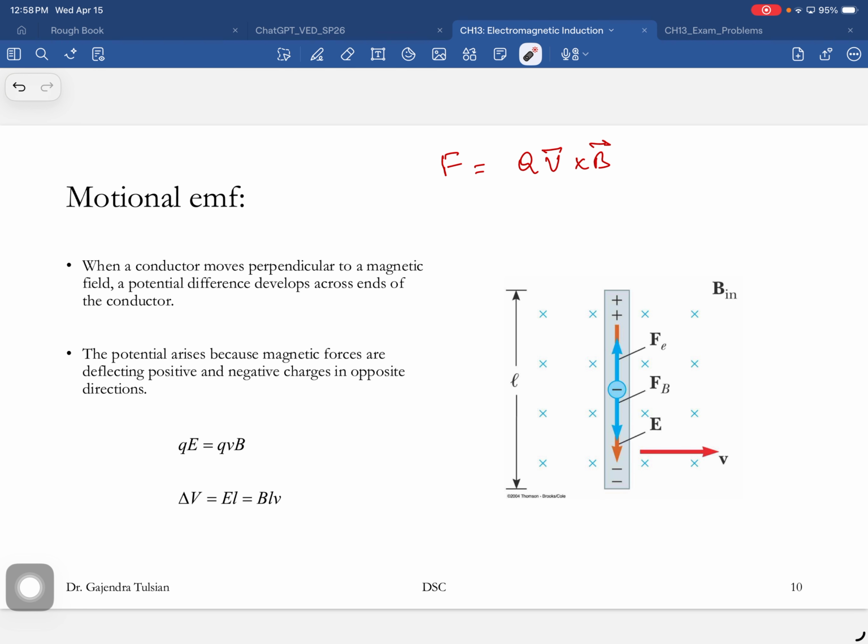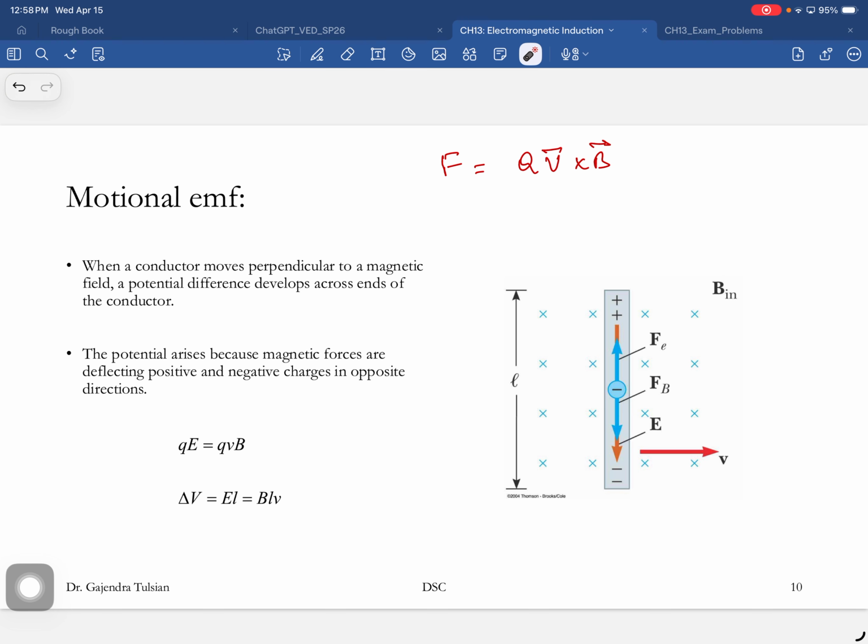So how long do charges collect? Till the electrostatic force balances the magnetic force. You can show that the voltage developed across this rod is equal to B times L times V. B is the magnetic field strength, L is the length of the rod, and V is the velocity of the rod. So the faster the rod is moving, the greater the voltage you develop. This is for the configuration where you're moving the rod perpendicular to the magnetic field.